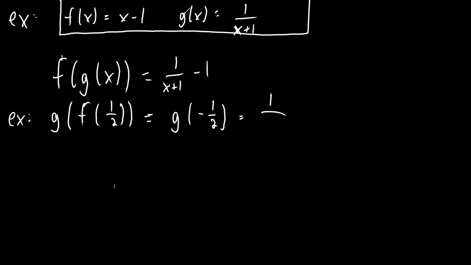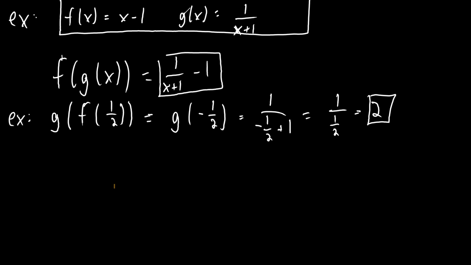So we're going to have 1 over 1/2. 1 divided by 1/2 is 2. Okay. And let's try one more example on this. Let's say g of f of 2. So this is how you'd say it. You're always saying g of f.